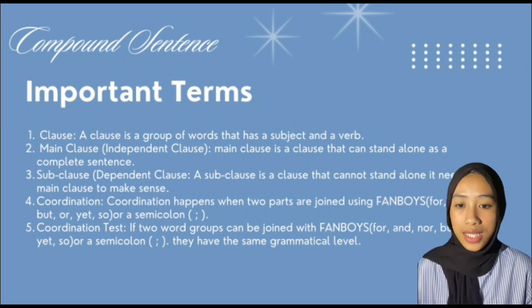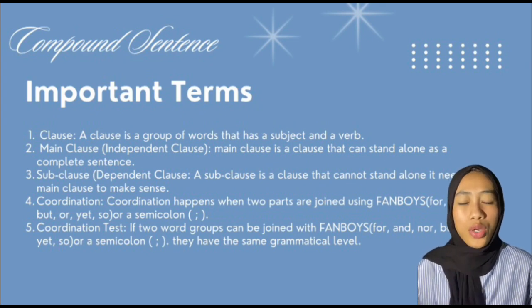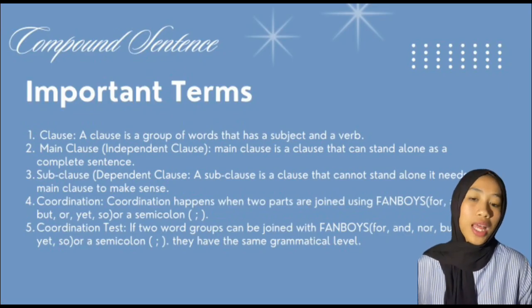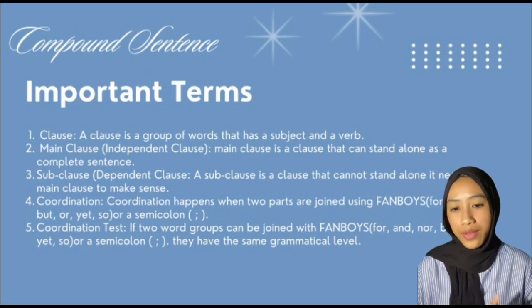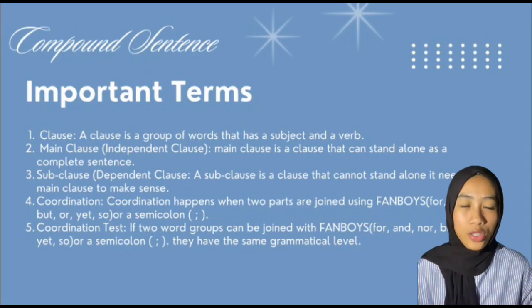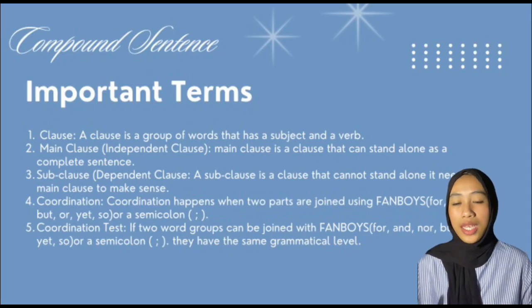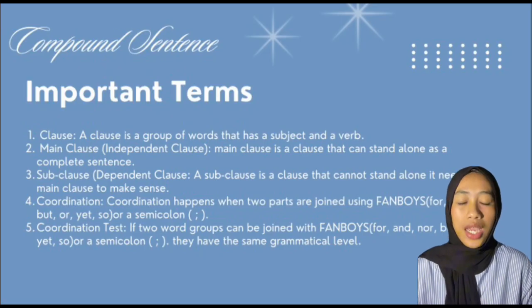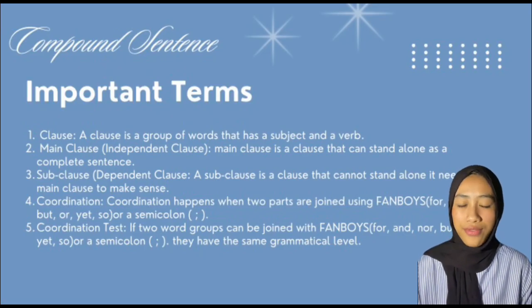The first is clause. A clause is a group of words that has a subject and a verb. For example, the children sweep the floor. This is a clause because it has a subject, and the subject in this example is the children, and it has a verb. The verb in the example is sweep.